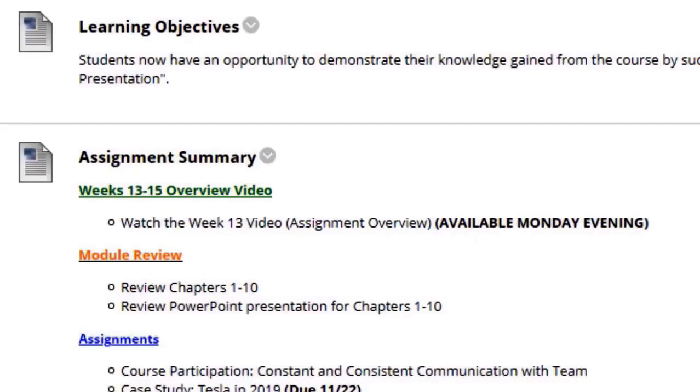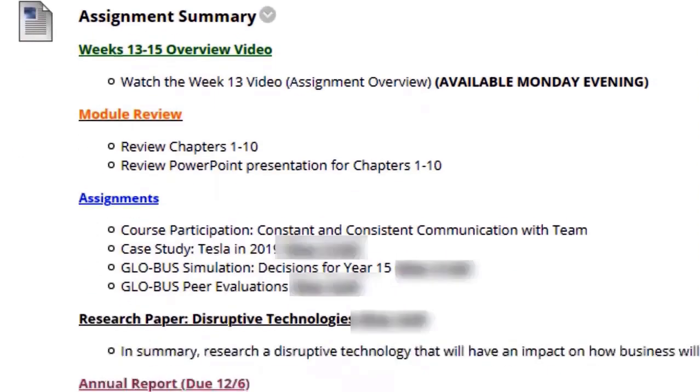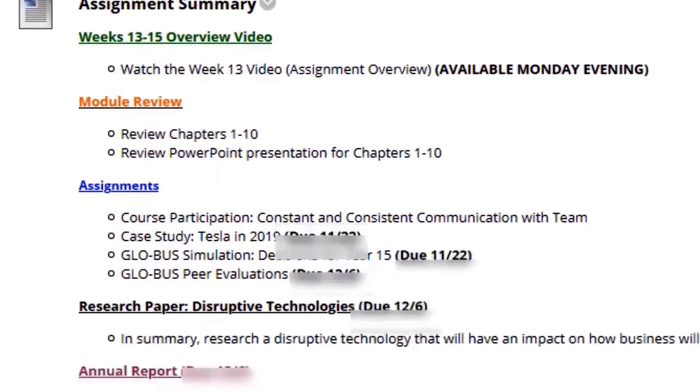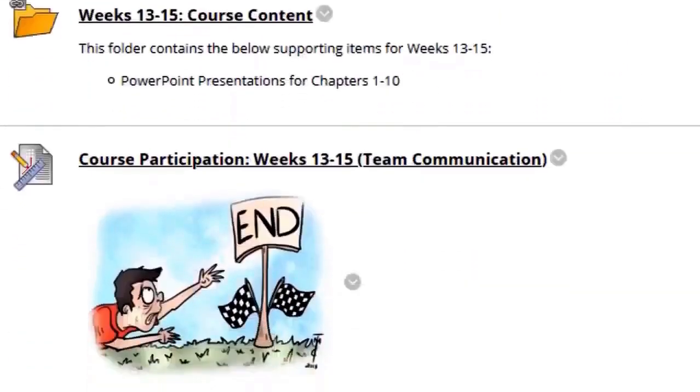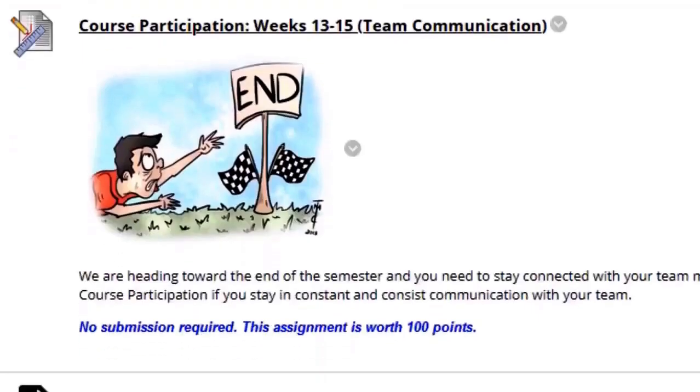As always, it has the same structure with the learning objectives, the assignment summary, which I'll go over each assignment one by one, course content, and now we get to the assignments.